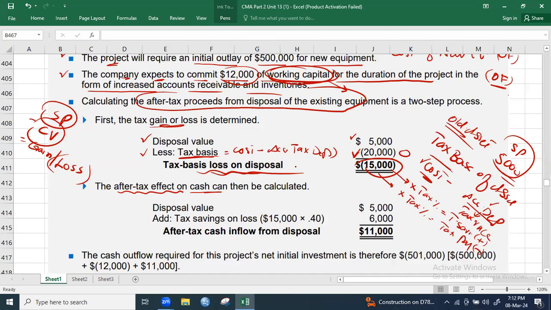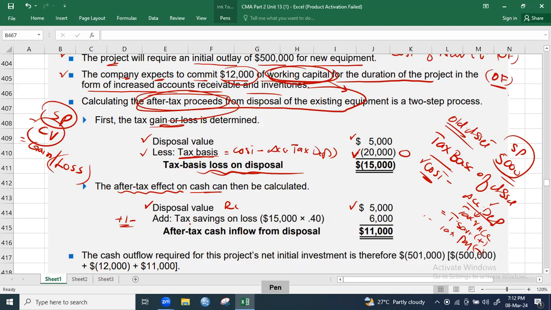And after that, there is a second step also. In the second step, you need to calculate the after tax proceed. How will you calculate? You will take the disposal value, because this is what you are receiving, 5,000, right? This 5,000 you are receiving. And then you will do plus or minus of the tax on gain or losses.